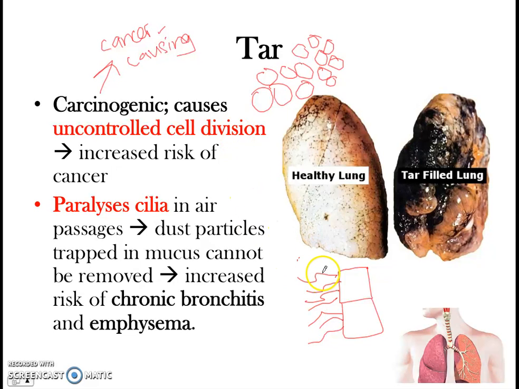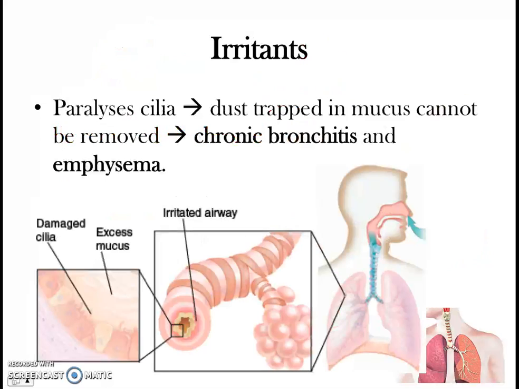So what tar does is that it paralyzes these cilia, and they can no longer perform their function. So when your cilia are paralyzed, the dust particles trapped in mucus cannot be removed, they cannot be swept upwards. And this results in chronic bronchitis and emphysema. Just hold this in your thoughts for a while. We're going to come to this soon. So when mucus cannot be swept up, it results in chronic bronchitis and eventually emphysema.